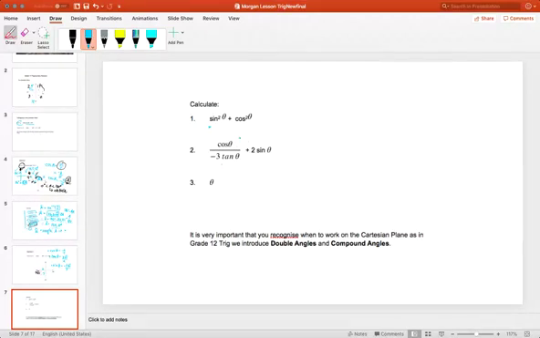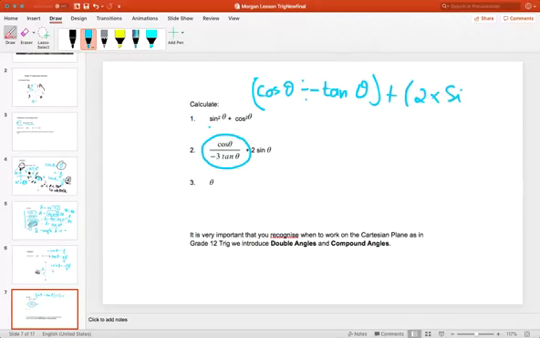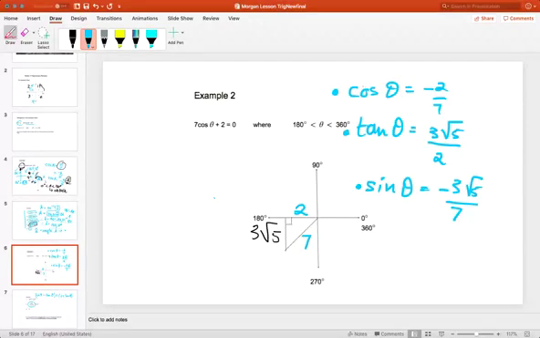Okay, now if we look at the next one, we've got cos theta divided by negative 3 tan theta. So you can rewrite that as cos theta divided by negative 3 tan theta, put that in brackets because it's a fraction by itself, plus, and open brackets, 2 times sine theta. So now we need to go back to the original diagram, and we look for cos, which is negative 2 over 7. Tan, we've got 3 root 5 over 2, and then sine, we've got negative 3 root 5 over 7.